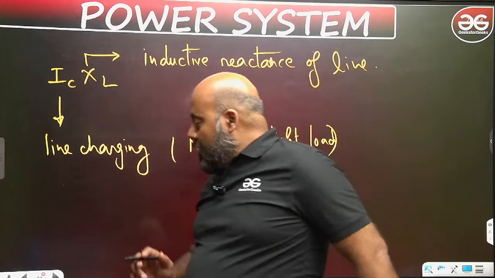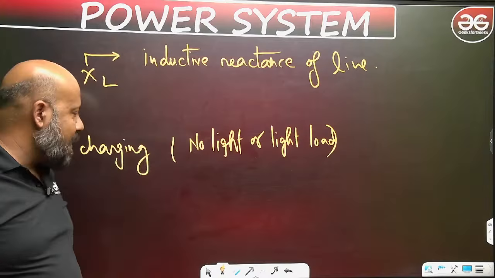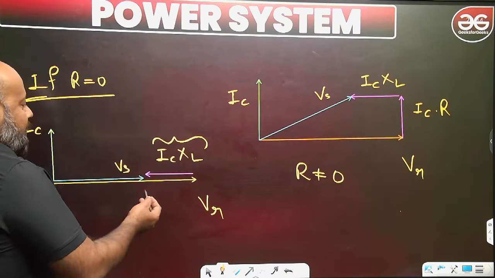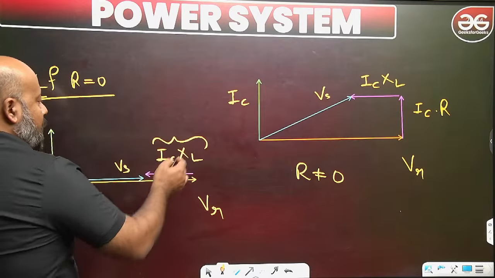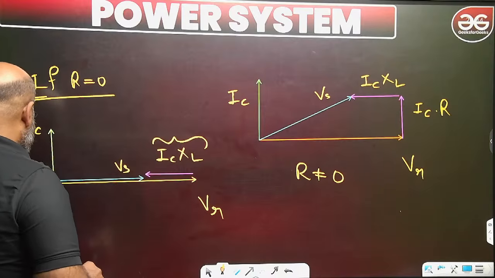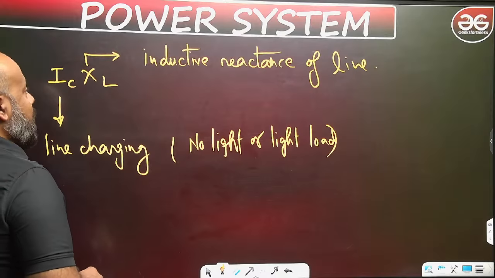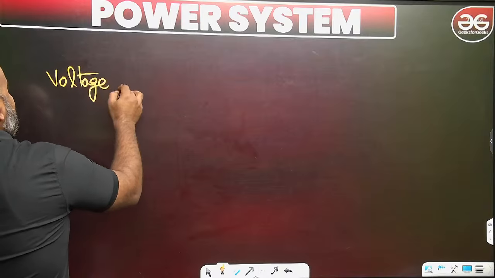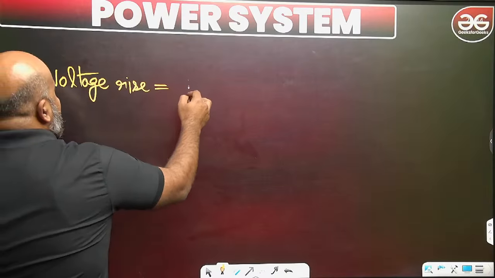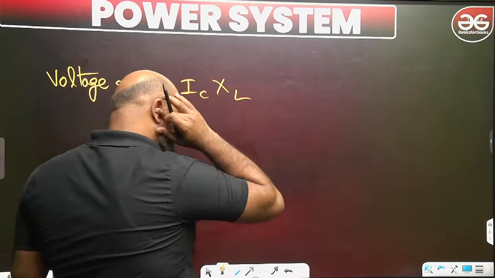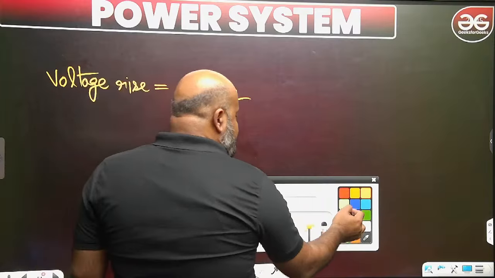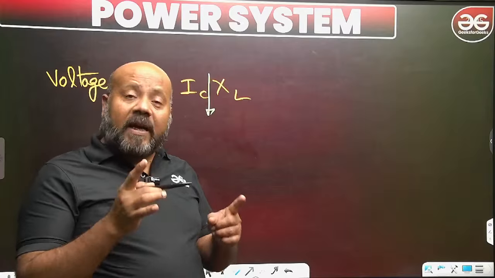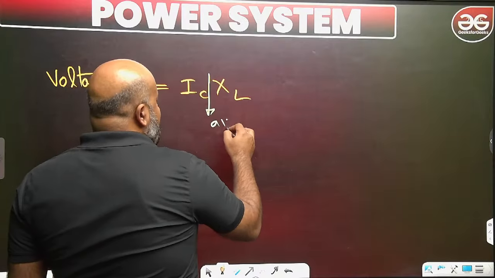So in 2022 or 2021 maybe, they were asking what is the difference in the sending end and the receiving end voltage. Can you tell me what is that? Yes, ICXL. They were asking the voltage rise, so the voltage rise was ICXL. But this IC is not the simple IC, because now you are calculating the voltage rise. We have to take the average value of this IC current.